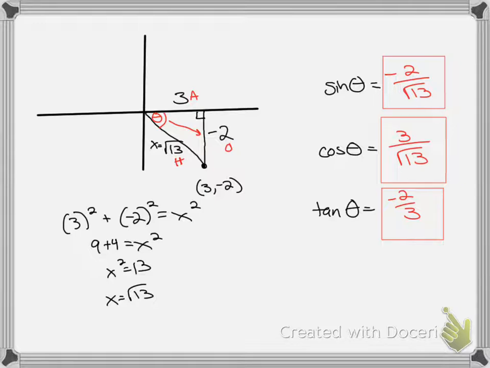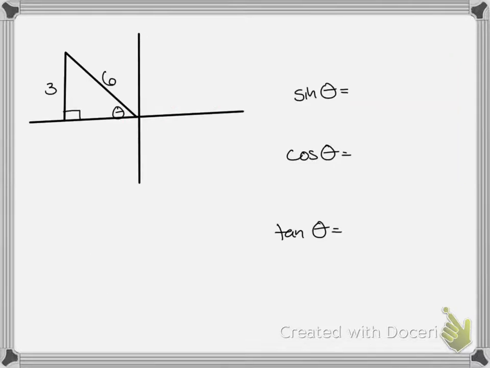Notice when there's a negative involved in your picture, some of your trig functions come out to be negative and some of them don't. We're going to talk more about that in pre-calculus, but just being able to find the missing side and then find your trig ratios just looking at your picture is what we want you to be able to do today. Okay, changing it up.